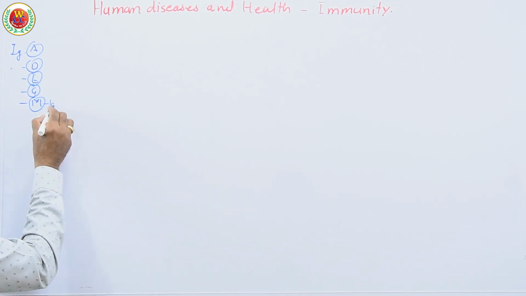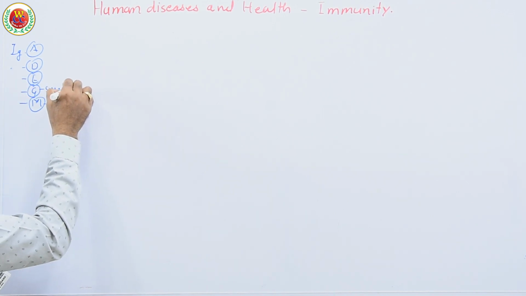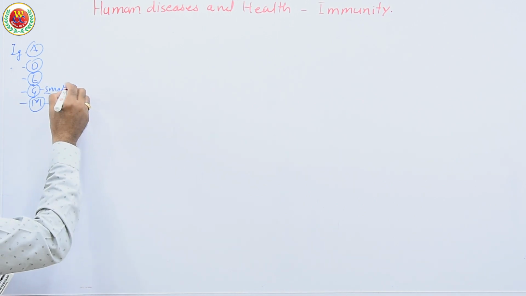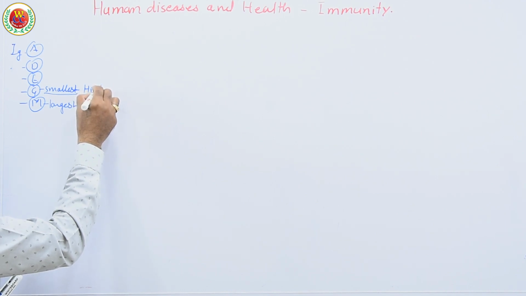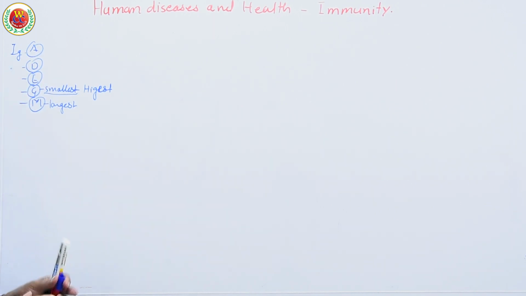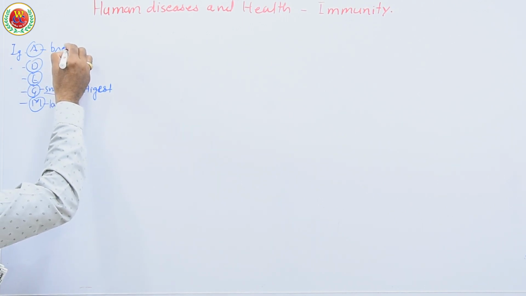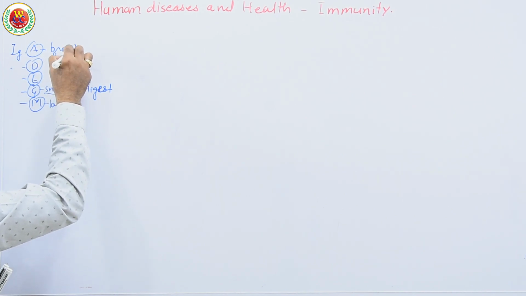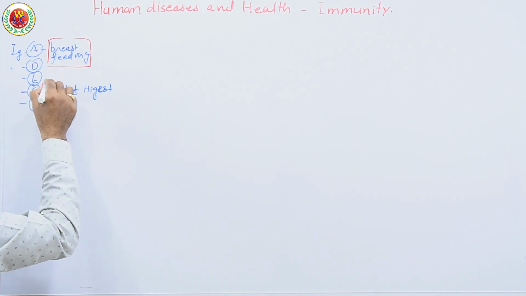Antibody M is the largest one, and antibody G is the smallest one, and it is also present in the highest number. Antibody G is smallest and present in highest number in our body, and the rest of the others are normal or general. Antibody A we receive through breastfeeding from our mother in highest number, and that is a point to be remembered. So 1, 2 and 3.